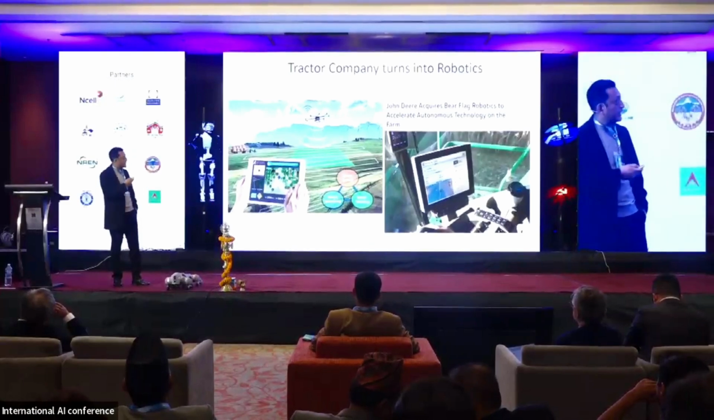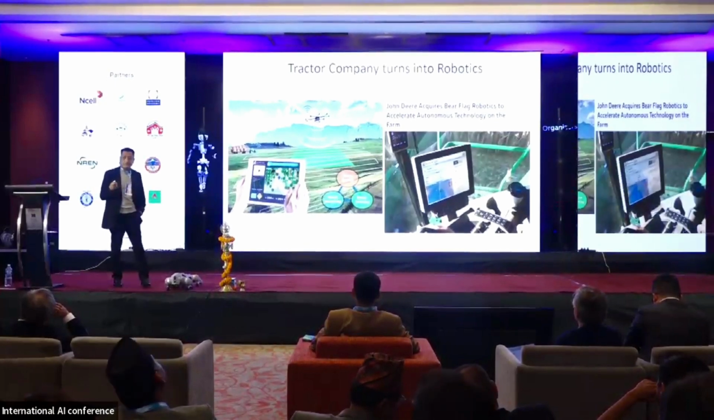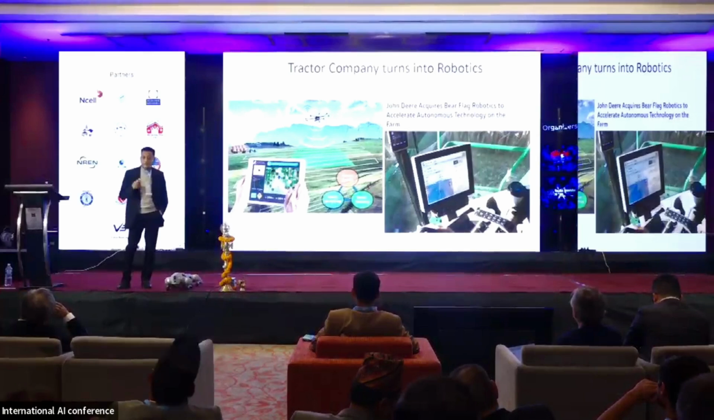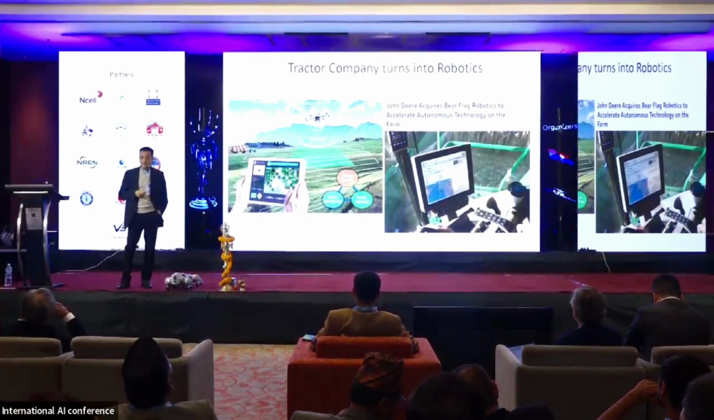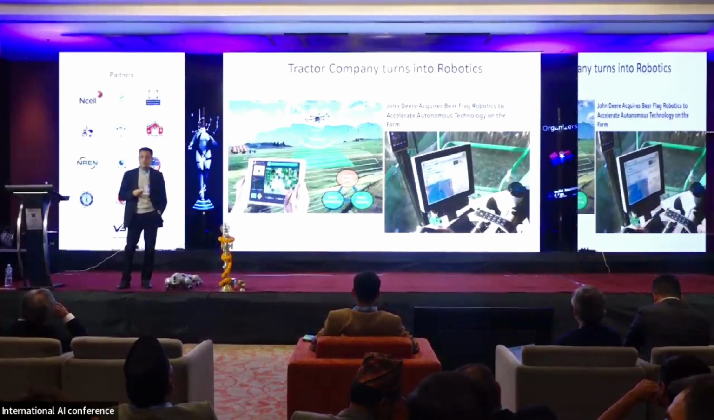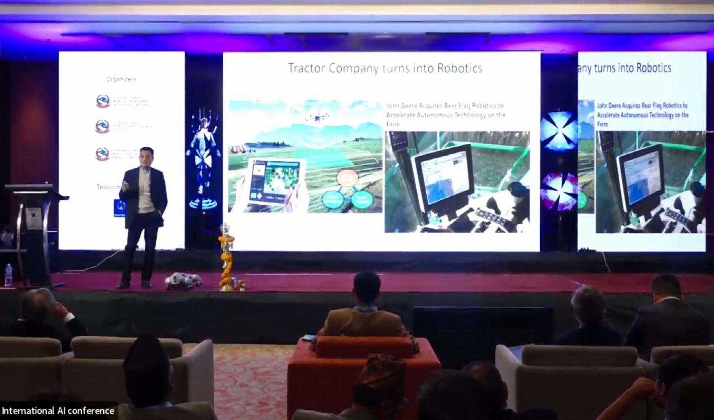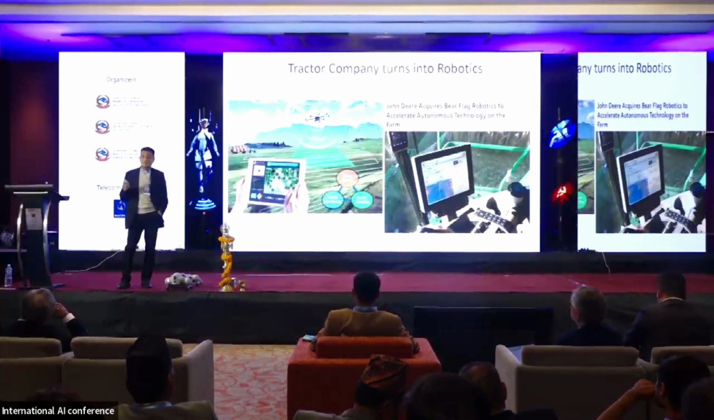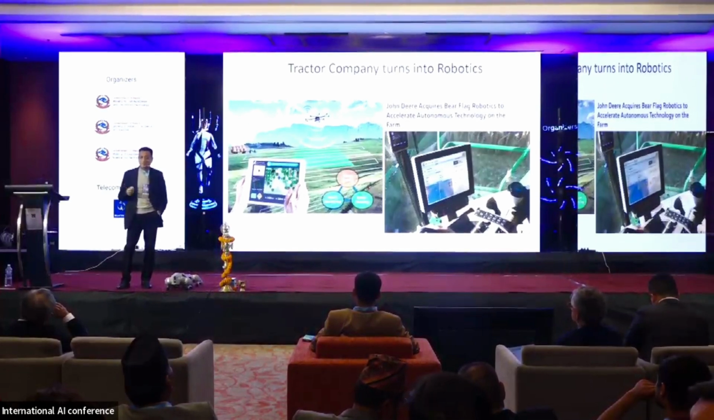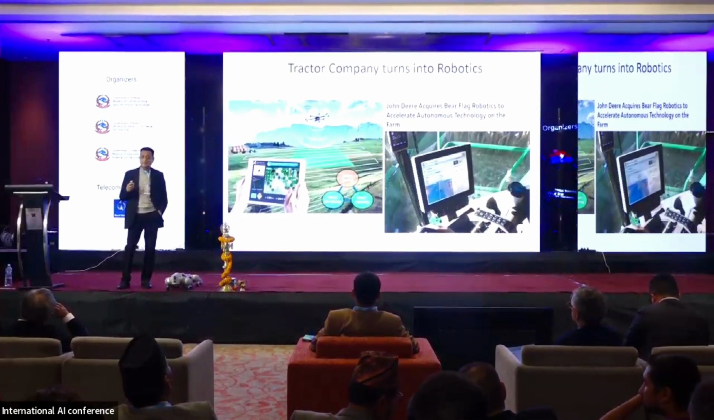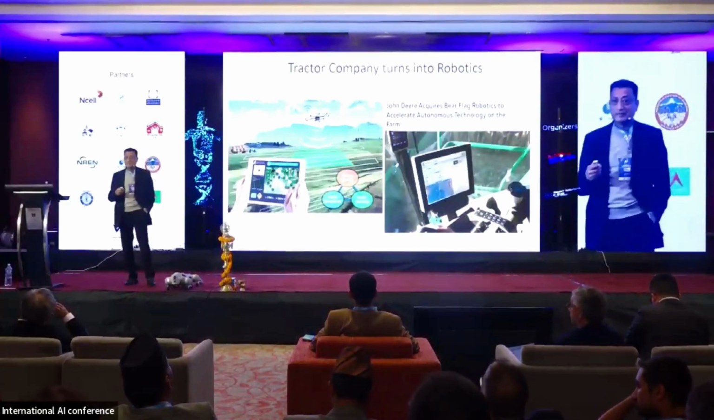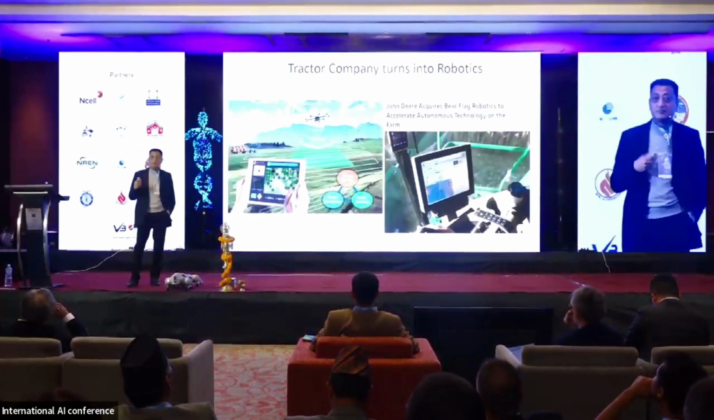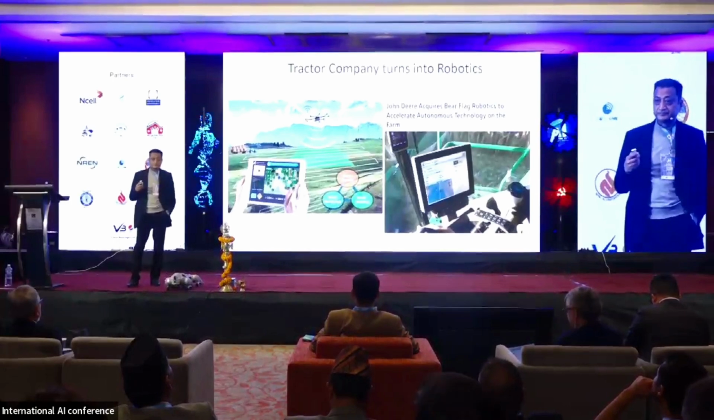So if you look at a company called John Deere, this is one of the biggest tractor companies in the US, they are rebranding themselves not as an agricultural company, but as an agricultural robotics company, right? Because even big agricultural companies see themselves as robotics companies in the future.